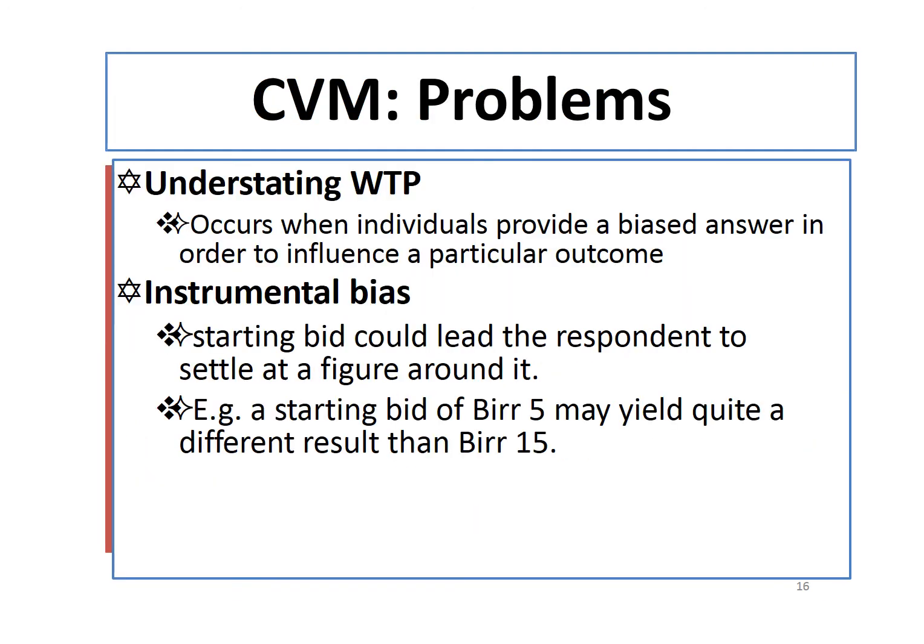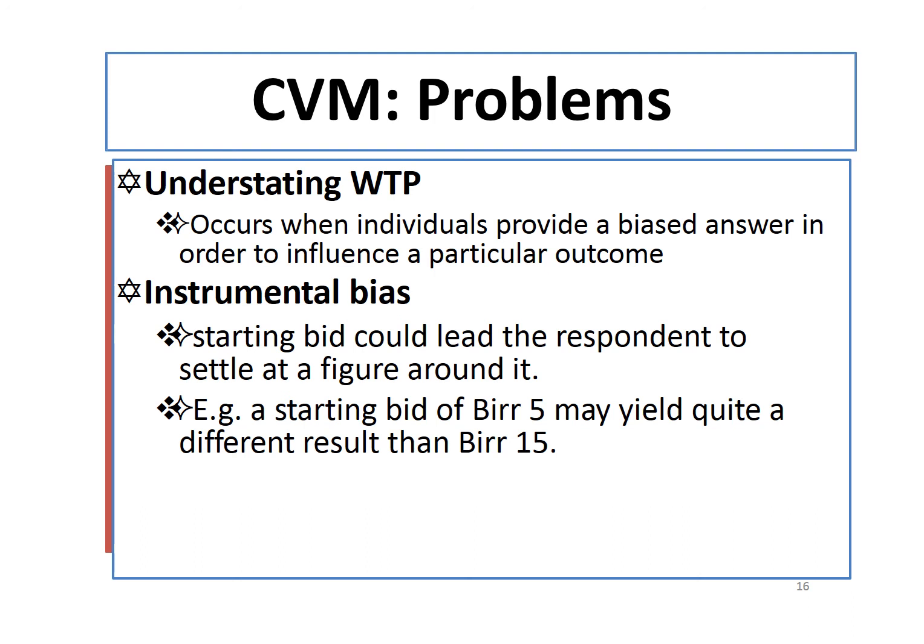There are 2 main problems involved when we use the CVM method. The first one is that respondents might tend to understate their willingness to pay. Actually, they have an incentive to do so because they don't want to pay according to how much they value that environmental good. In understating their willingness to pay, they will influence the outcome of the bidding process.